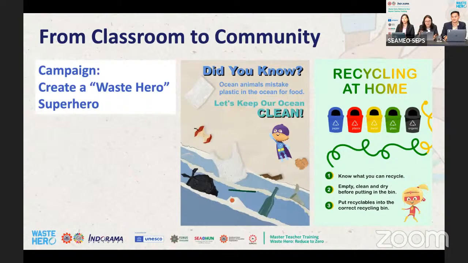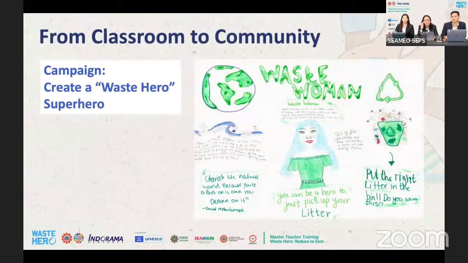And the next one, if students don't have any technology devices to make a poster like this, they can draw it by themselves like this. This example is from a student in the United Kingdom. Her waste hero is Waste Woman, and her message is, you can be a hero, just pick up your litter. It's very easy for students to make it and launch it in the school.